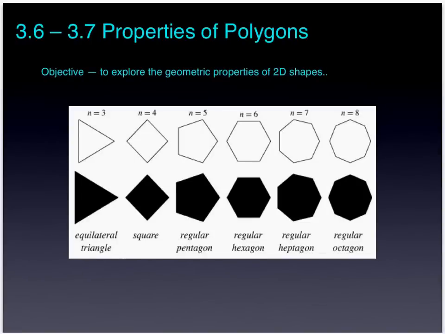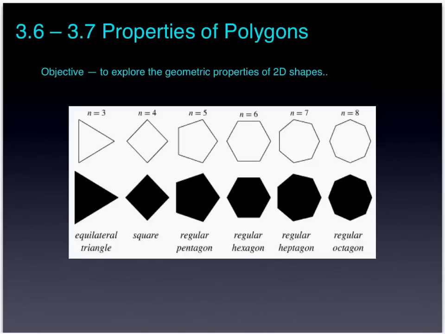Delete as necessary. Our lesson this week, or today, is 3.6 and 3.7. We're combining them both together. Properties of polygons. Our objective is to explore the geometric properties of 2D shapes.